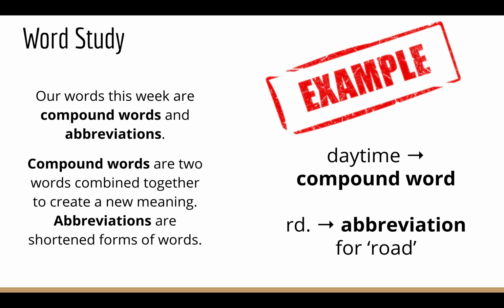So our word sort words this week are compound words and abbreviations. Compound words are two words combined together to create a new meaning. So take the word daytime, for example. The word day and the word time are words when they are separated, but when we combine them together, it creates a new word with a different meaning. Some of our word sort words are also abbreviations, and these are shortened forms of words. For example, RD period is the abbreviation for road.